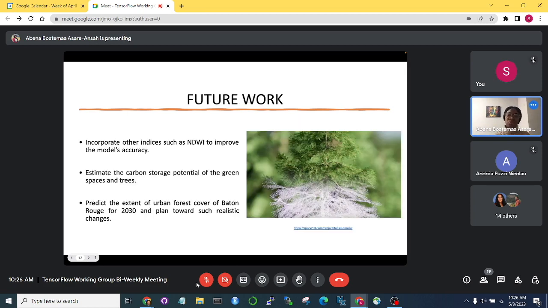For future work, I would want to incorporate other indices such as the NDWI to improve the model's accuracy. I'm also curious about estimating the carbon storage potential of the urban green cover we have in Baton Rouge. And then further, I want to predict the extent of the urban forest cover for 2030 and see how best we can plan towards such realistic changes.